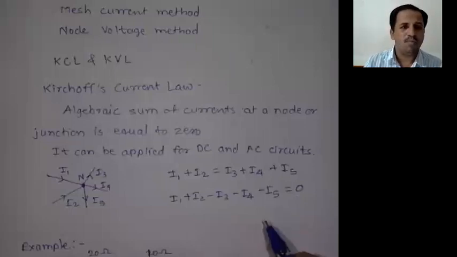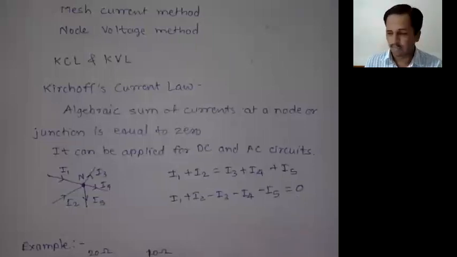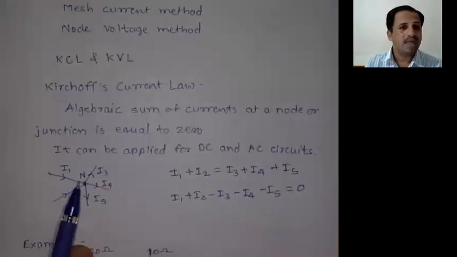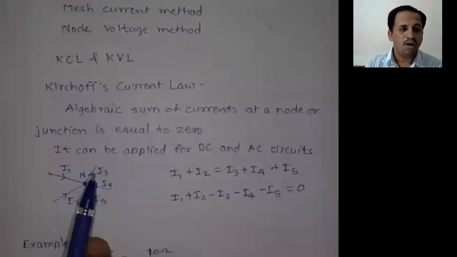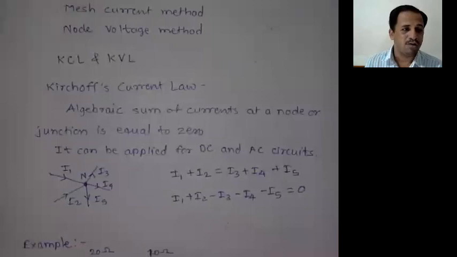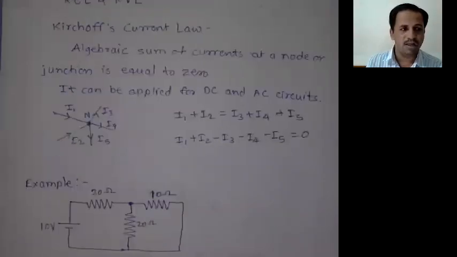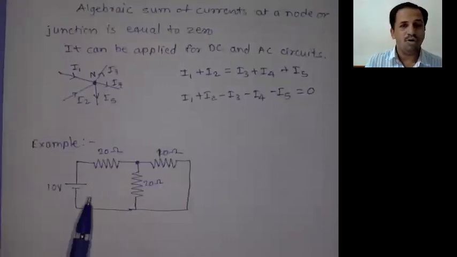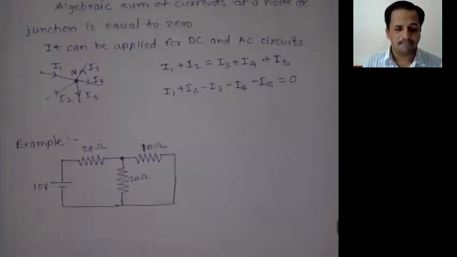There are a number of branches, and generally the current flowing towards the node is taken as positive, and the current flowing away from the node is taken as negative, and therefore we write this equation. Now by using Kirchhoff's current law, we have to solve one example, and this example is given here. We have to find out the current flowing through the various branches in this circuit.